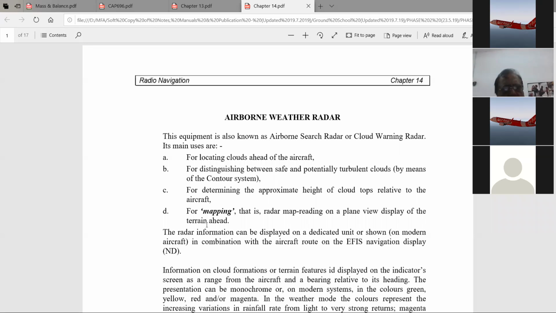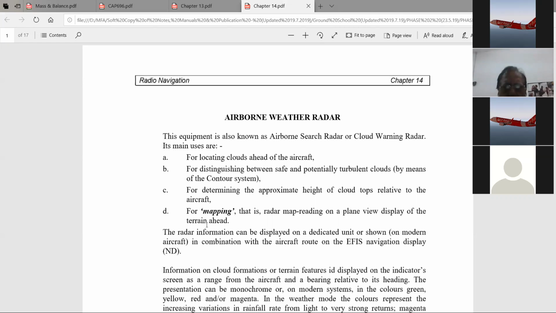The further use of this weather radar is to determine the approximate height of the cloud relative to the aircraft. That means sitting in the cockpit, you can identify the height of the top of the cloud. And the last usage of the weather radar is, in case of reasonably okay weather conditions, you can carry out map reading with the help of weather radar. These are the 4 distinct uses of the weather radar.